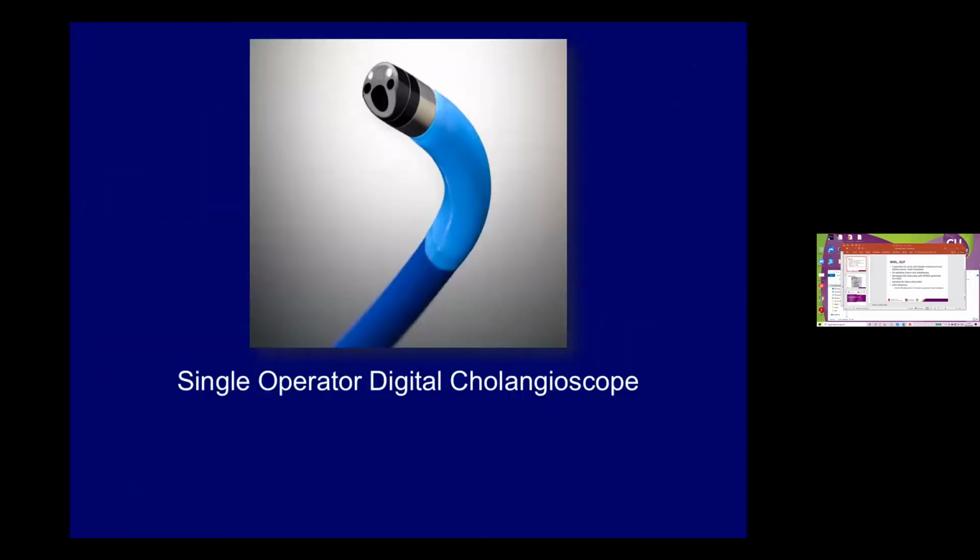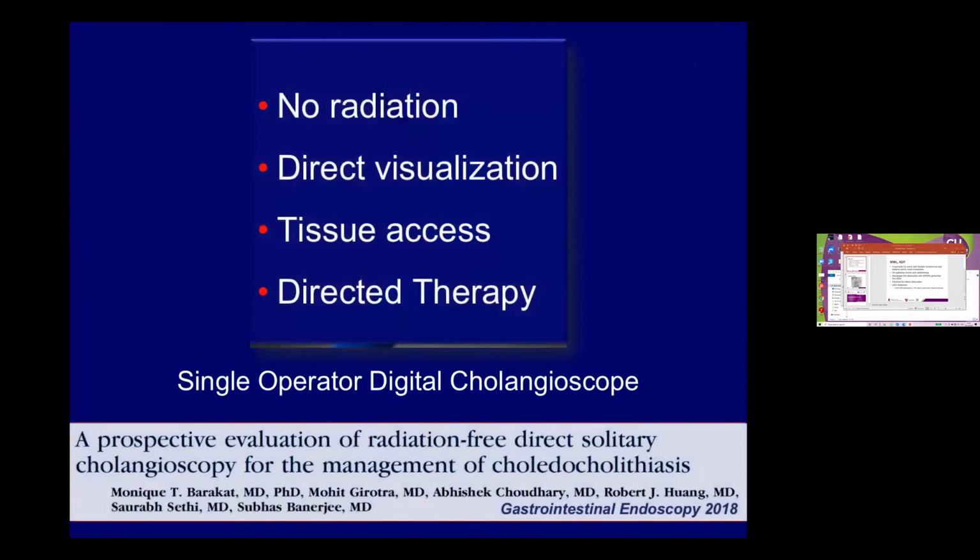Of course, the single operator digital cholangioscopy is already available. So in the future, what this is going to be used for is direct visualization for tissue access and directed therapies without radiation. And already there is an article, this is from Subhash and his group from Stanford, who have published a study showing that you don't require fluoroscopy at all. Using a single operator digital cholangioscope, you can remove CBD stones and so on without fluoroscopy. And we actually are doing a trial in this, but we'll have to wait and watch. So this in future may become more and more common, that you cut down on your fluoroscopy.